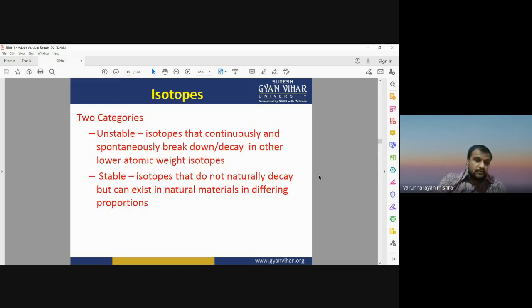So isotopes may also be categorized into two categories, that is unstable isotope and stable isotope. Unstable isotopes continuously and spontaneously break down and decay into other, lower atomic weights. Stable isotopes do not naturally decay but can exist in natural material in differentiating property. Some isotopes may be changed into a different element. Some isotopes don't change into a different element.